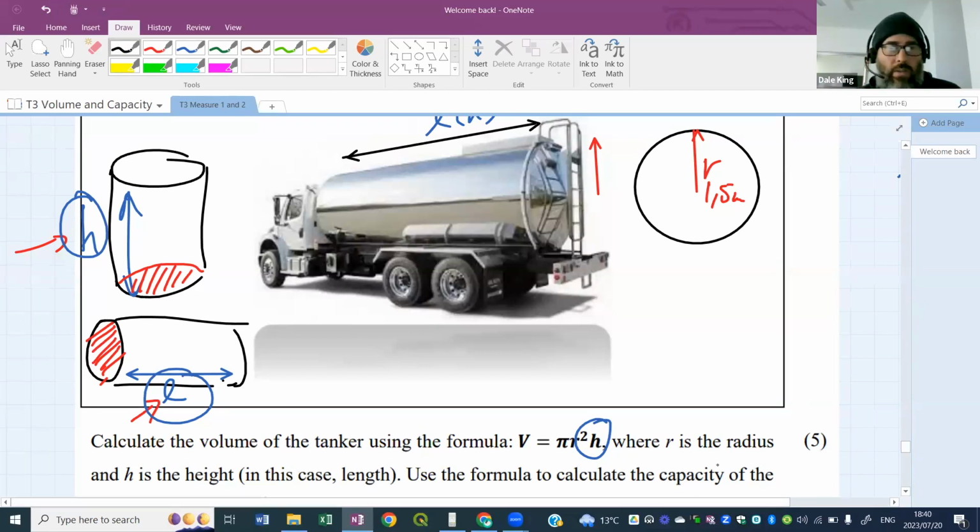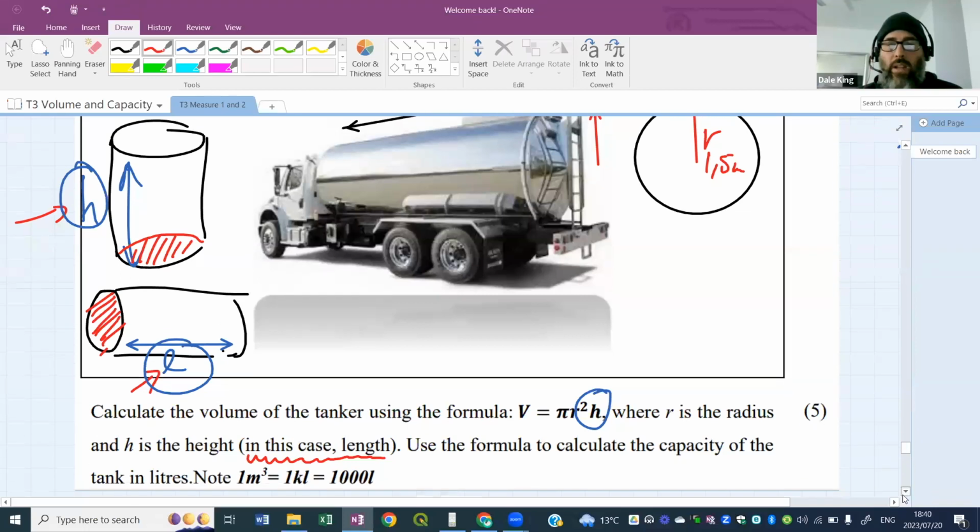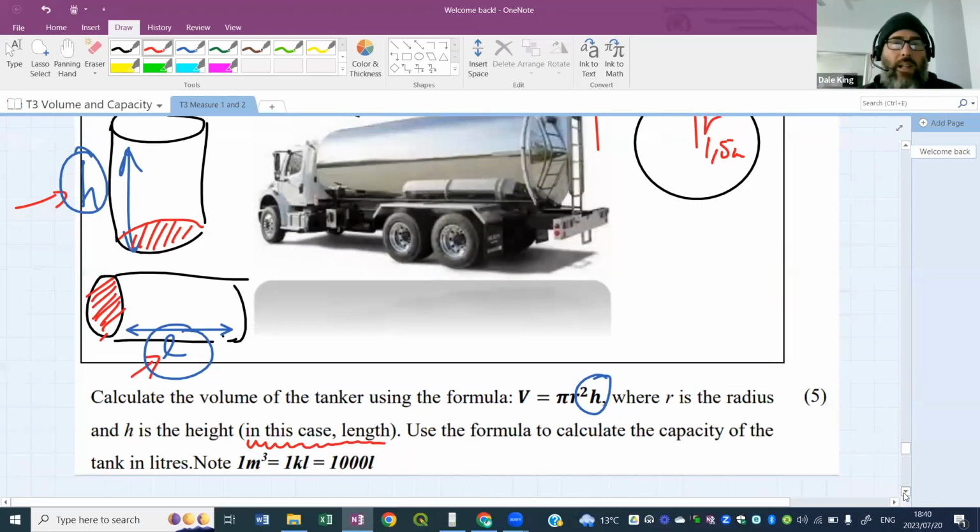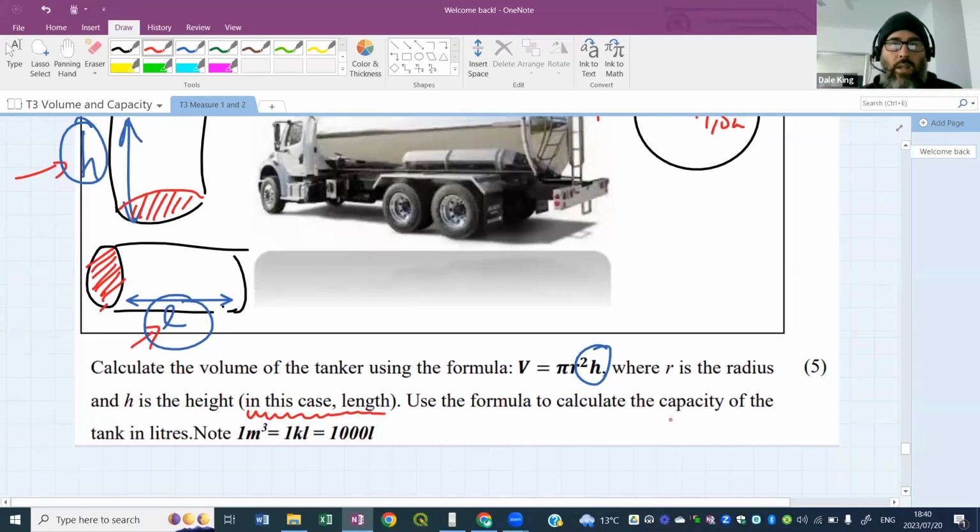Do not let them trick you. Okay. R is the radius and H is the height. In this case, they're kind enough to say, don't be confused. It's the length. So these examiners are very kind to say, don't worry. If we say H, we actually mean the length. Okay. Use the formula to calculate. There's two parts to this. Use the formula to calculate the capacity of the tank in liters.